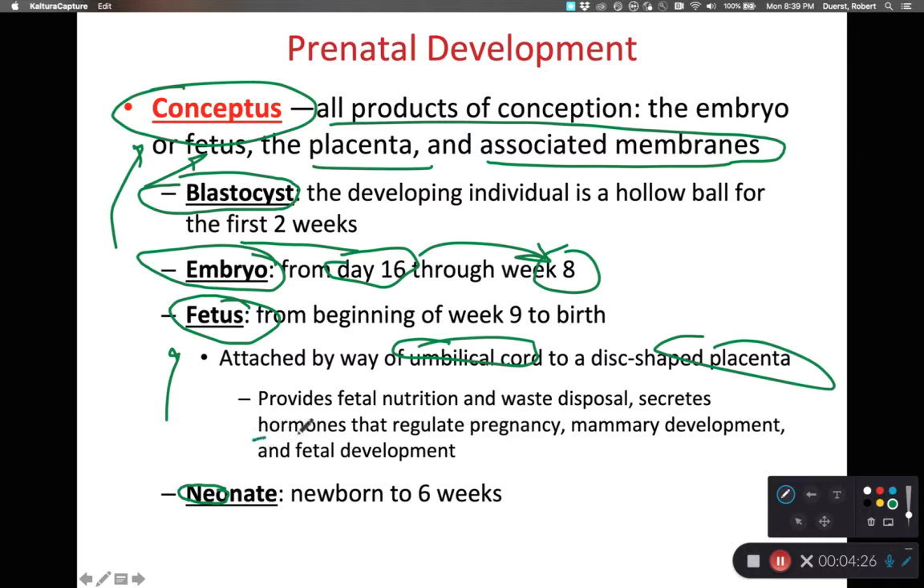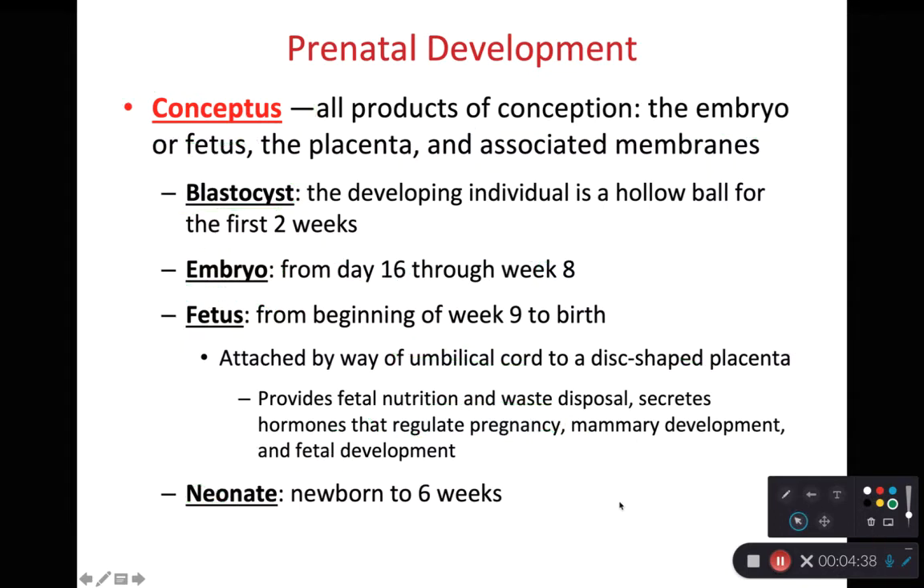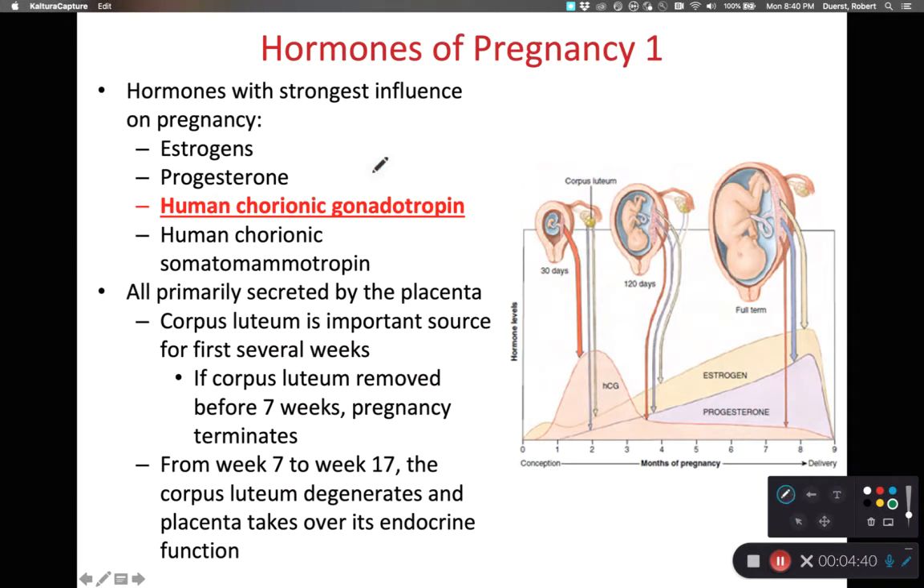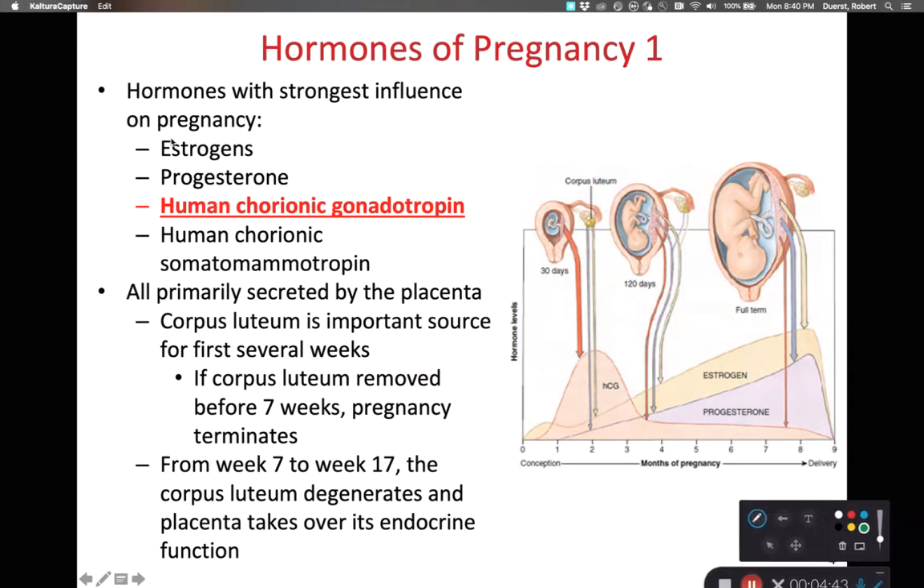The placenta is also going to release hormones, and those hormones help to regulate the pregnancy process and have mom's mammary glands develop. The hormones from the placenta also aid the growing child in development as well. Now, as we look at the hormones involved with pregnancy, we have estrogens and progesterones, and we've talked about those in a fair amount of detail. Both estrogen and progesterone help to maintain the lining of the uterus, the endometrium.